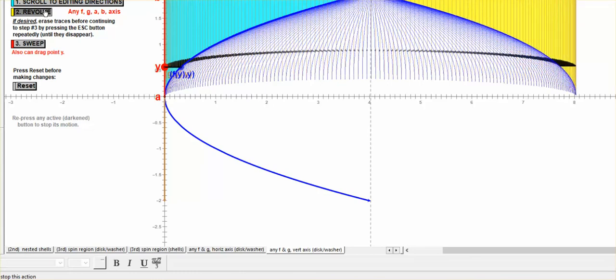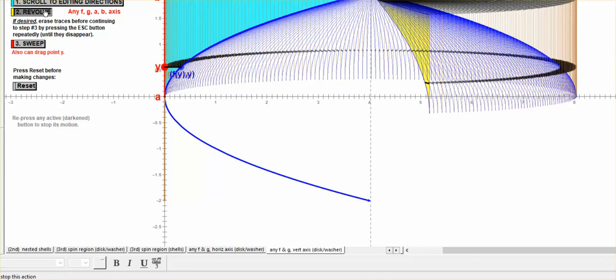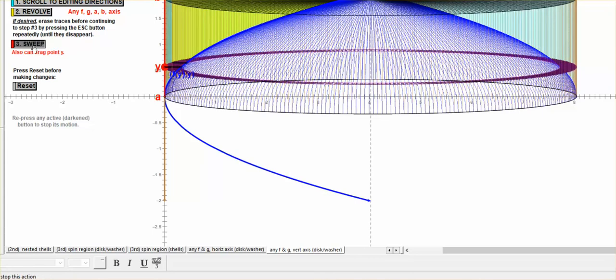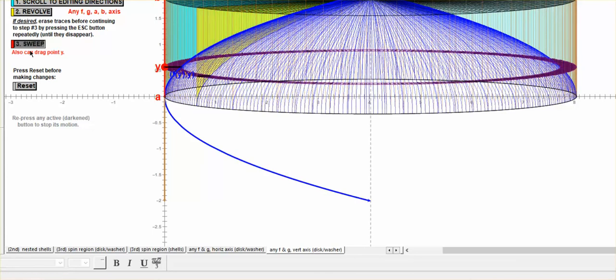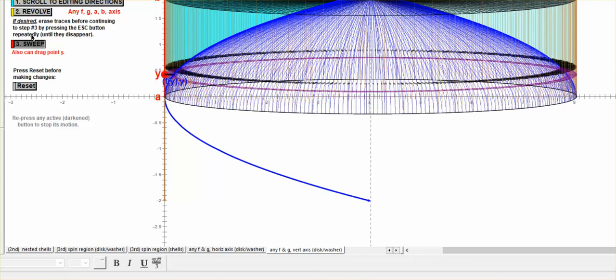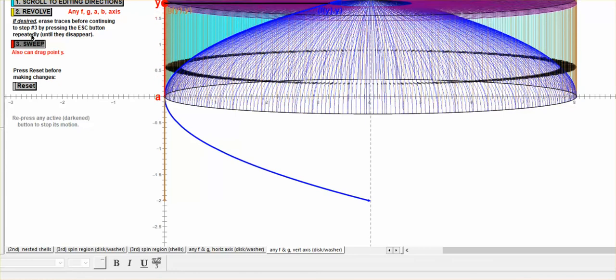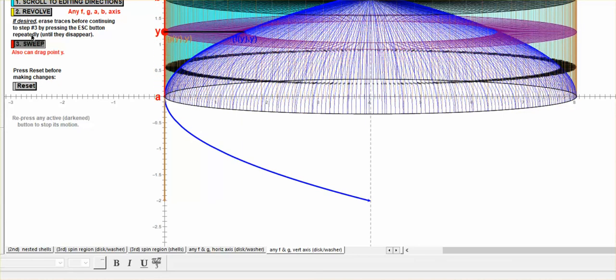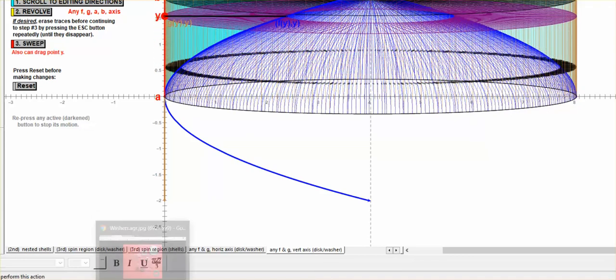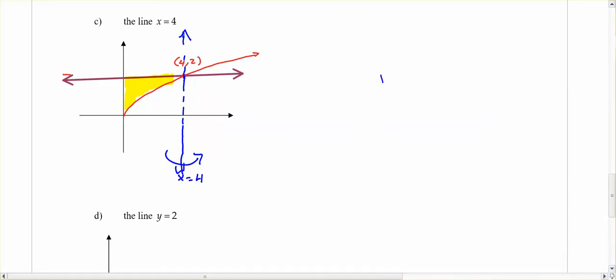Okay. You can see that we're creating washers again. See, there are all my cross sections, they are washers. Unfortunately, the top of intersection is just slightly out of the frame of the picture, but I'm sure you get the general idea. So let's go back and create our other half.